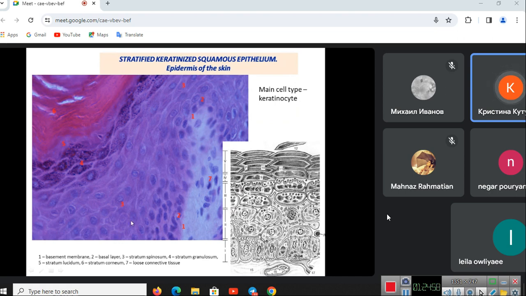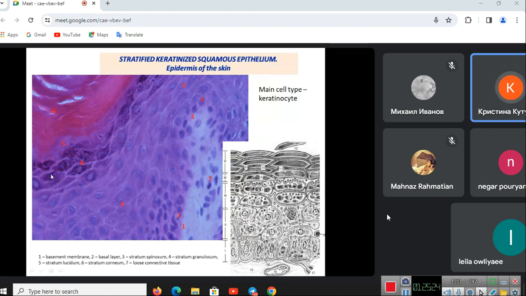Next goes the stratum spinosum. All these cells are stratum spinosum cells. In the diagram they are here, cells with rounded cell nuclei and small projections which are called spines. So this is why it is called stratum spinosum with small spines.